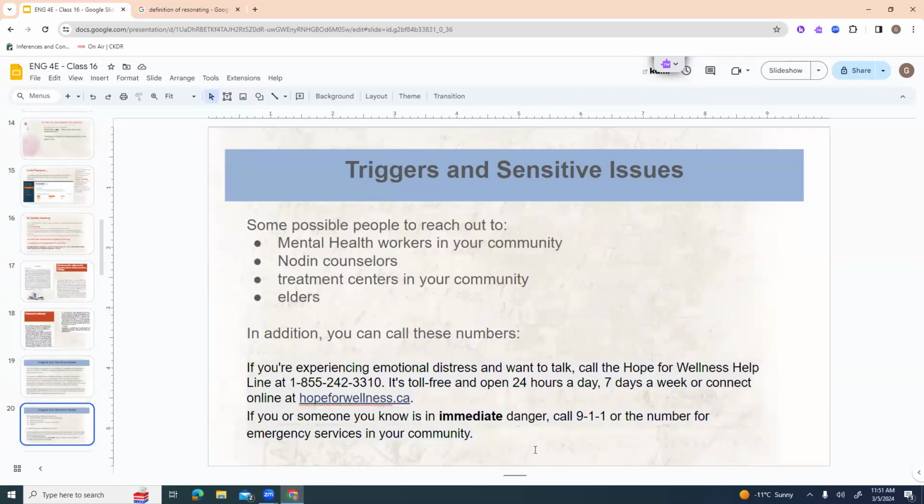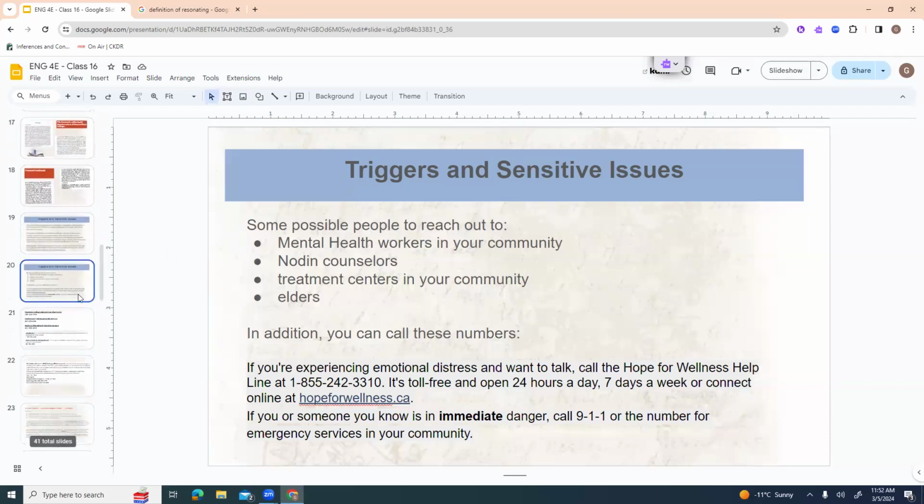Some possible people to reach out to are mental health workers in your community, noted counselors, treatment centers in your community, and elders. In addition, there are some numbers you can call. There is the Hope for Wellness helpline at 1-855-242-3310. It's toll free, and that one is open 24 hours a day, 7 days a week. If you or someone you know is in immediate danger, call 911 or the number for emergency services in your community.